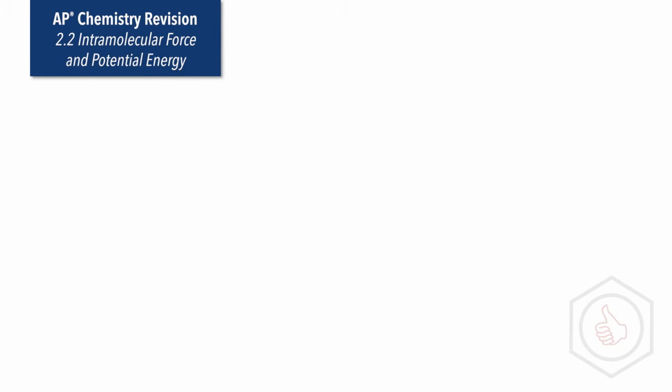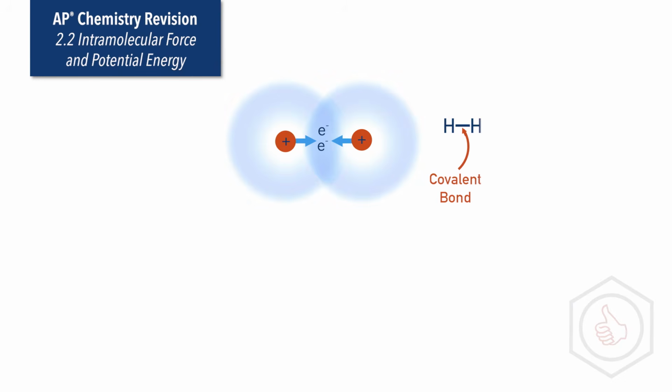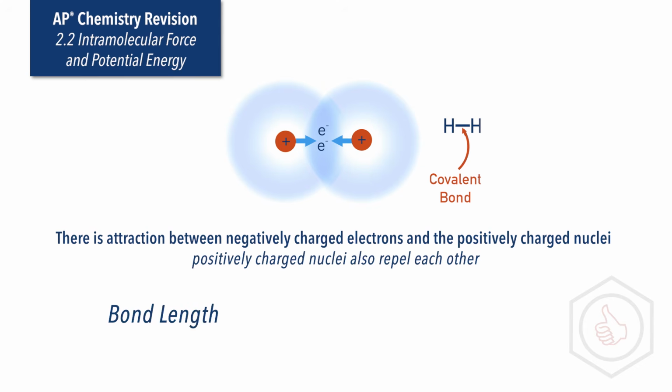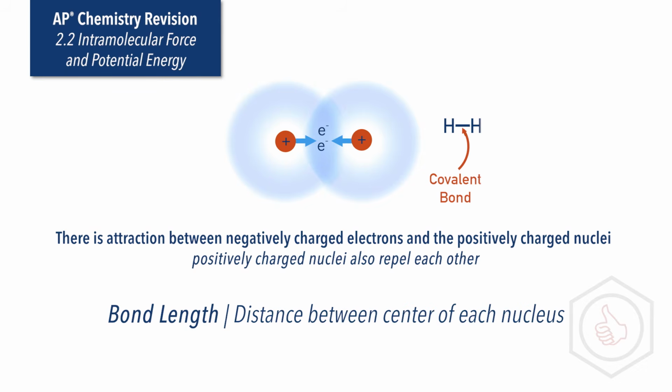When two atoms form a covalent bond, there is electrostatic attraction between the positively charged nuclei and the shared electron pair. However, there is also repulsion between the positively charged nuclei themselves. As a result, the atoms will arrange themselves to give a bond length that maximizes attraction whilst minimizing repulsion, the most stable arrangement. Bond length is described as the distance between the center of each nucleus. This internuclear distance determines bond strength and bond length.